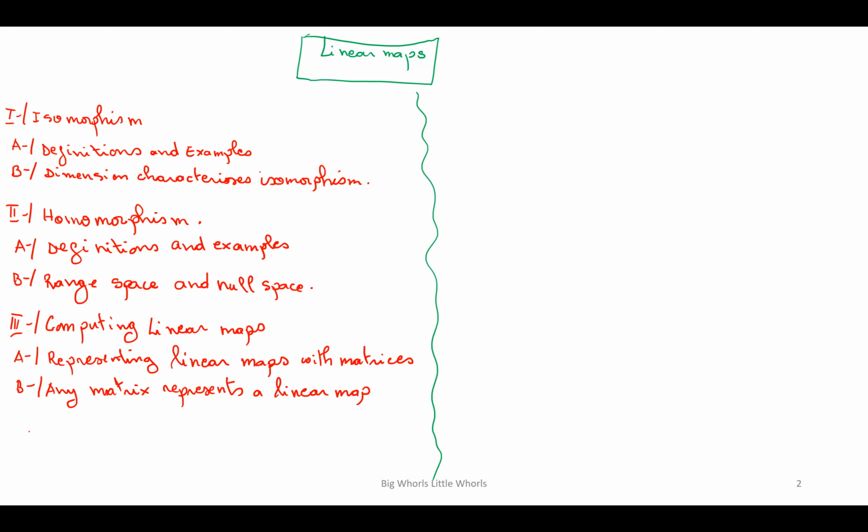Then we will move on to part 4 of the chapter. We will see matrix operations. This is going to be a very long chapter. It is the longest chapter in this linear algebra module. So part 4 is matrix operations.